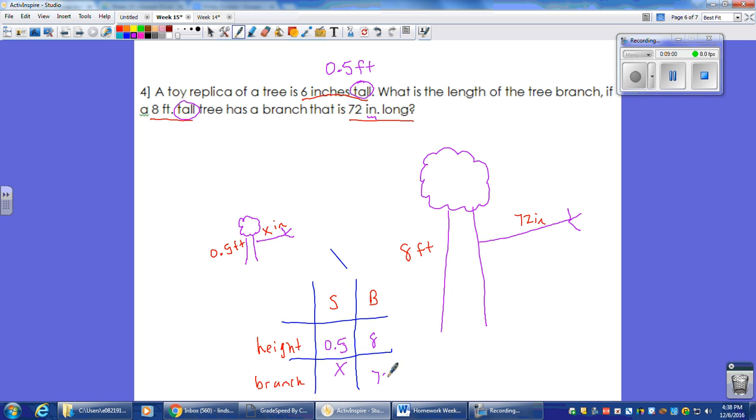So from here, what we're going to do is cross multiply and divide. So we're going to do 72 times 0.5. 5 times 2 gives me 10. 5 times 7 gives me 35, plus 1 gives me 36, and I need to move the decimal over one time. So I get 36.